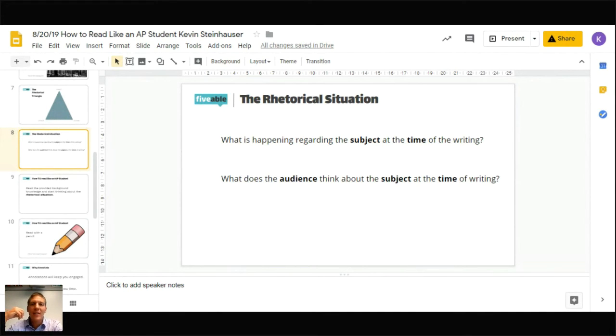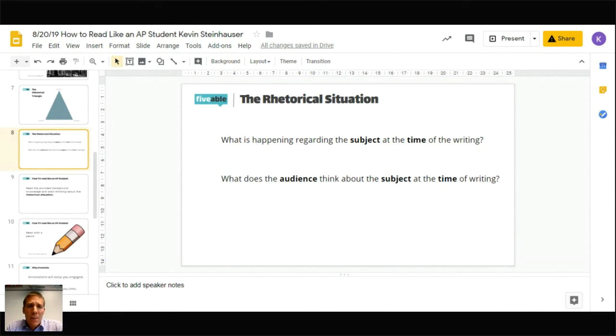Second thing I want you thinking, and this is the leap that I want you really pushing yourself on this year, this is the biggest growth point. What does the audience think about the subject at the time of the writing? So the hard part here, or the most important step here that a lot of students skip, is you have to identify who the audience is.